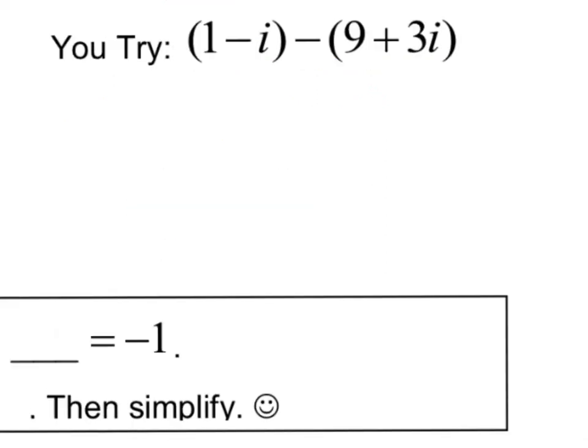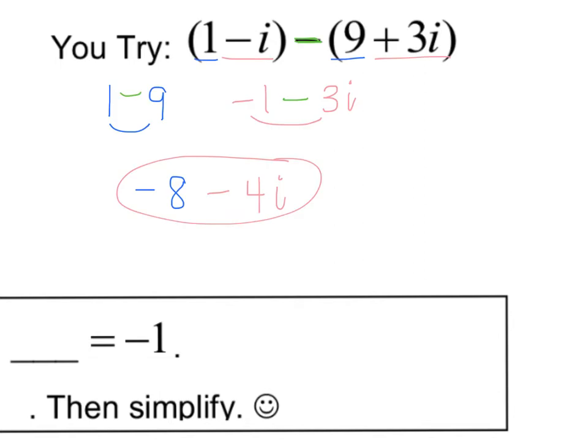See if you can try the U-try. Here you should get -8, because 1 minus 9 is -8, and -1i, I forgot to write the i, it's a -1i, minus 3i is -4i.